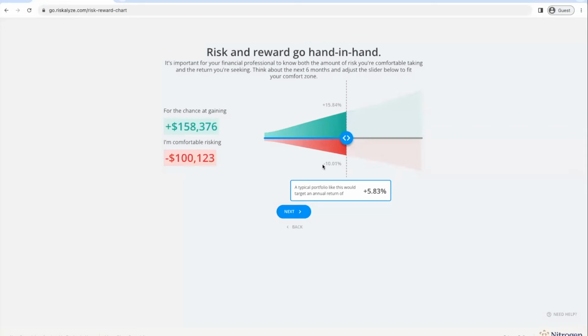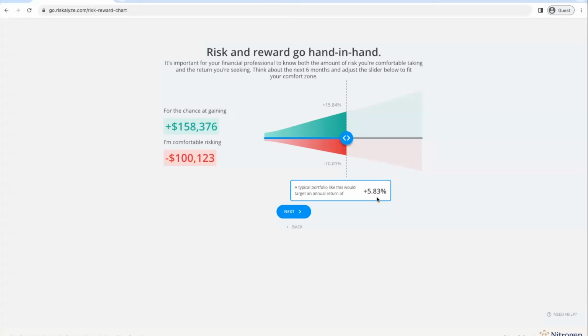So for our purposes today, let's say I would be comfortable risking $100,000 on my $1 million, so 10% to the downside over a 6-month period of time as a starting point. Now it's going to give me this range of what I could potentially gain over a 6-month period of time for that potential risk of losing $100,000. And it's also going to give us a target annual return, that a typical portfolio with that range of returns over a long period of time has historically returned roughly 5.8%.